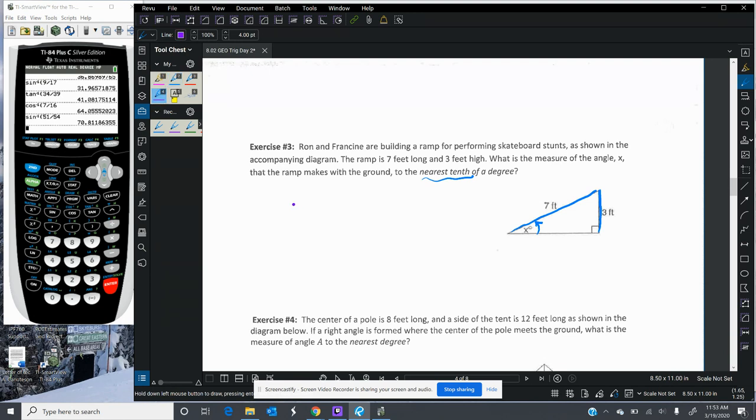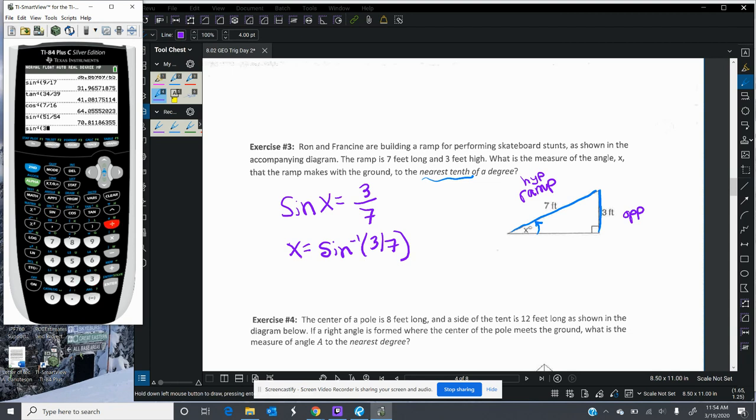So again, we're finding the angle X. We have the opposite side, which is our height. We have the ramp measure, which is 7. Opposite, and the ramp is really our hypotenuse here. So opposite, hypotenuse is sine. And sine of X is 3 over 7. So therefore, X equals sin negative 1, 3 over 7.